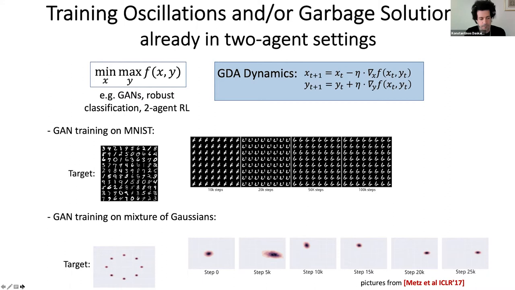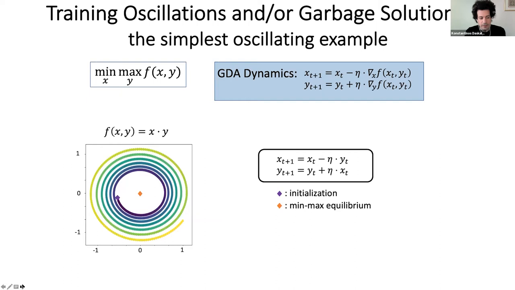But you don't need to go too far to see that gradient descent ascent is not a good method. Here I'm showing you the simplest possible example of a min-max problem, and already there, gradient descent ascent fails. I took an objective that is x times y, both scalars. That function has a unique min-max solution, which is the (0, 0) point: unless both agents are 0, the other side can exploit them, so both of them have to be zero at min-max equilibrium.